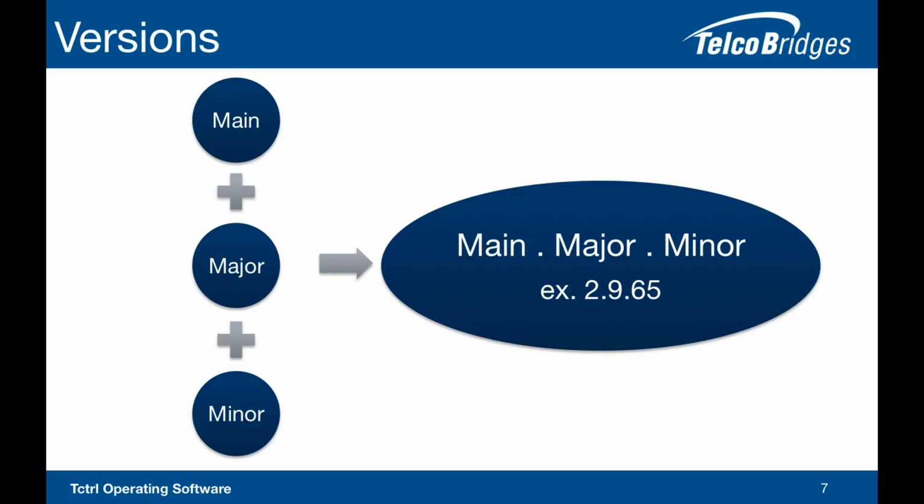TelcoBridges Tctrl OS version is composed of 3 digits separated by dots: the main, the major, and the minor. The main release number 2 has been used since the start of Tctrl up until now. Major releases are done about once a year to introduce major new features, while minor releases are frequent and represent small increments for targeted issues and enhancements.